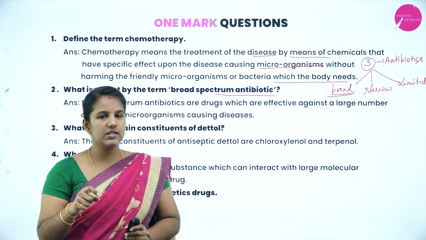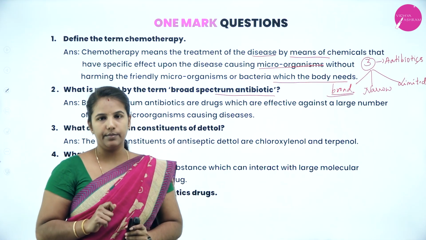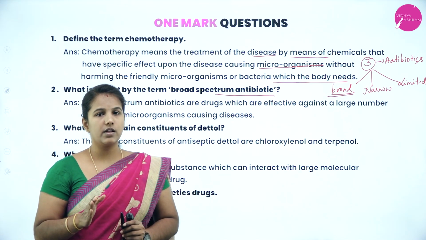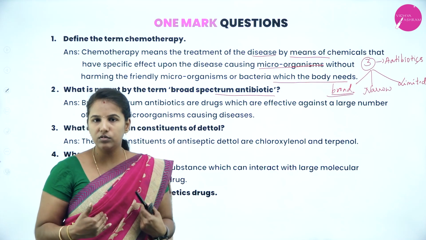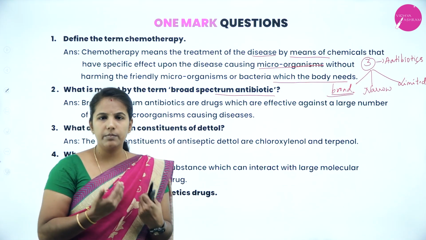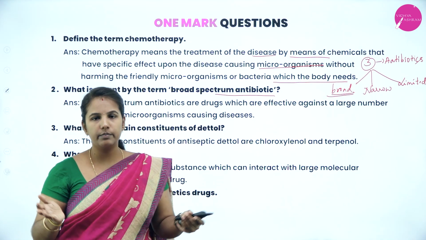Let us understand what is meant by a broad spectrum antibiotic. The broad spectrum antibiotics are used to kill a broad range of microorganisms which are harmful to our body. Okay, so it may be gram-positive bacteria or gram-negative bacteria.